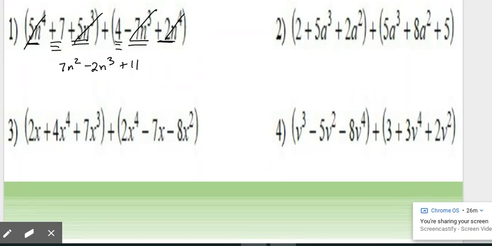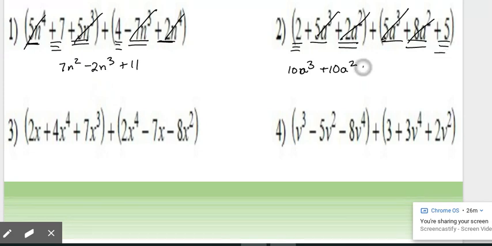The second one, we have our a to the thirds. 5 plus 5 is 10. We have our a squareds. 2 plus 8 is 10. And then we have our constants. 2 plus 5 is 7.